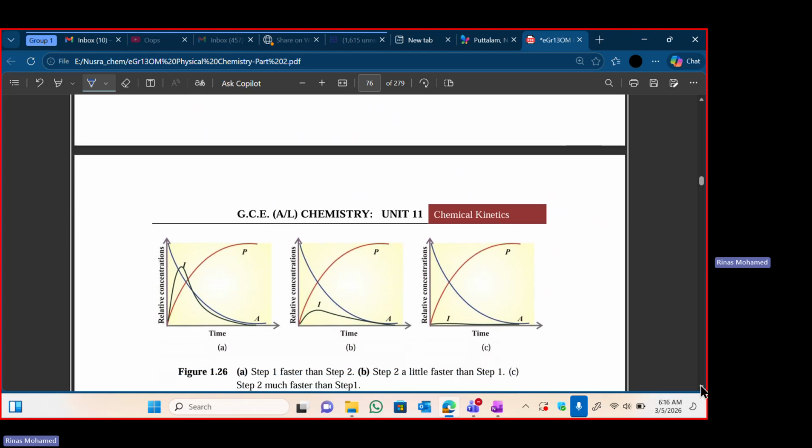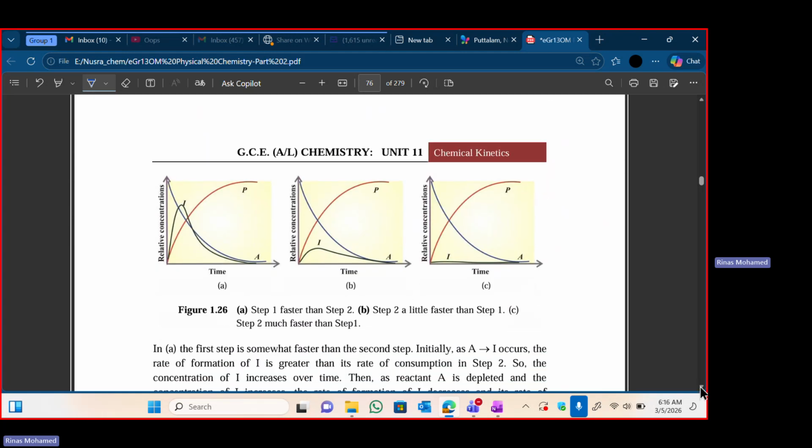Three types of graphs in which an intermediate is involved are expressed as three graphs, A, B, and C. In graph A, the first step is faster than the second step, so the intermediate is quickly formed to a higher concentration, a very fast reaction, and we can detect this intermediate by practicals, right?